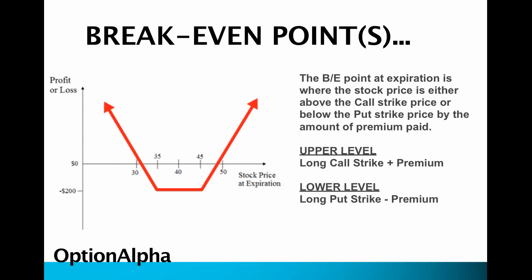The break-even points on this strategy are very easy to calculate. All you're going to simply do for the upper level break-even point is take the long call strike and add the premium that you paid for the overall strategy. So in this case, we take 45, add the premium that we paid, and this would be our break-even point on the upper level. On the lower level, what you would do is take the long put strike price and subtract the premium that you paid. So again, 35, we're going to take that, subtract the premium that we paid, and that gets our long put or lower level break-even point.